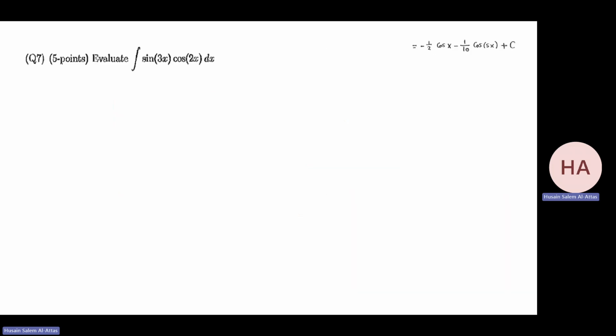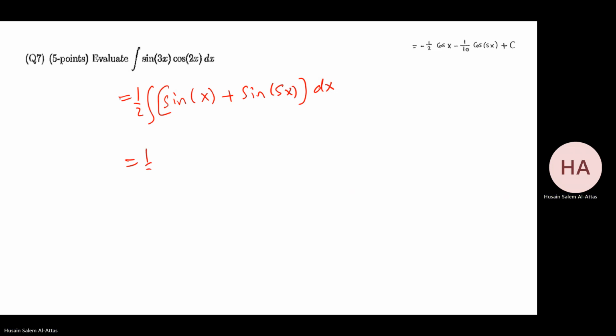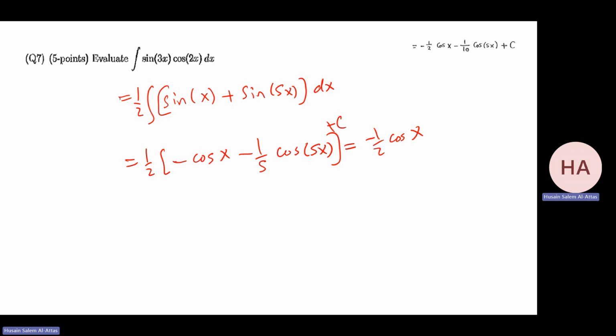Okay. Sine to the power x cosine to x. We know that will be half integral, yeah, sine cosine. That will be sine the difference, which is x, plus sine the sum, 5x dx. That gives me half, minus cosine x minus 1 over 5 cosine 5x. That gives me minus half cosine x. Don't forget plus 3 minus 1 over 10 cosine 5x plus c, which is this one.